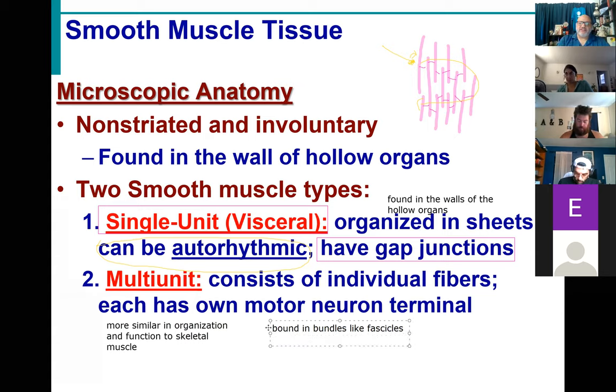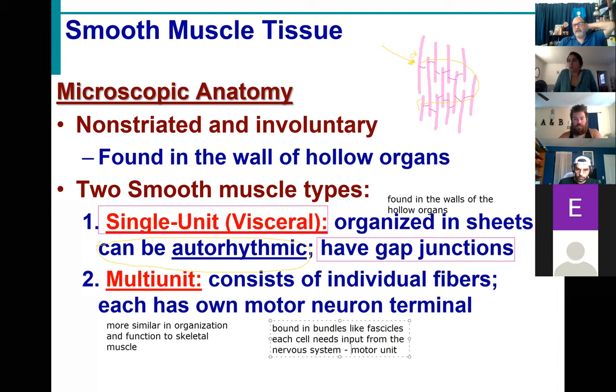And just like muscle cells in a fascicle, each cell needs input from the nervous system. So we need a motor unit to get it to do its job. No gap junctions, so one cell can't tell the next one what's going on. Instead, if we want them to work together, we need to innervate all of them with a motor unit to be able to get that to do that.